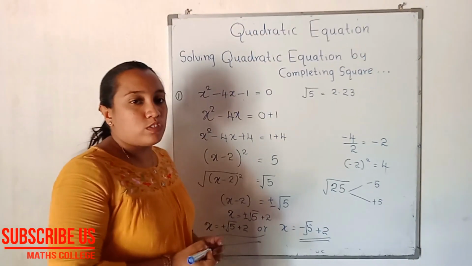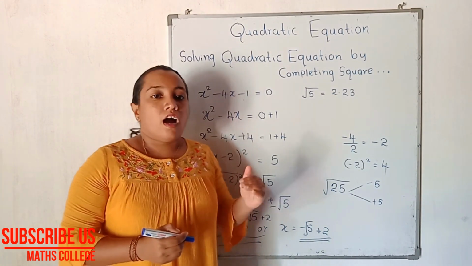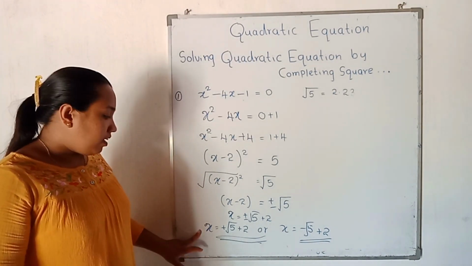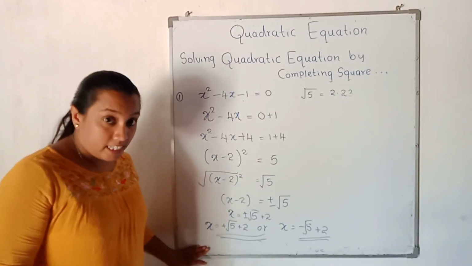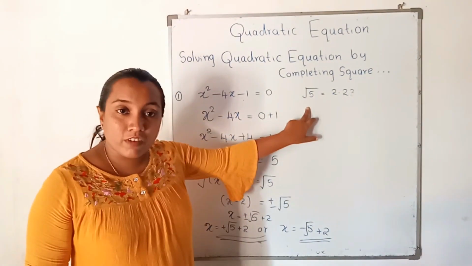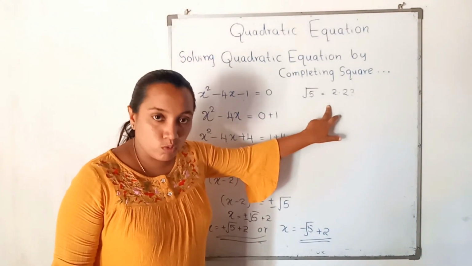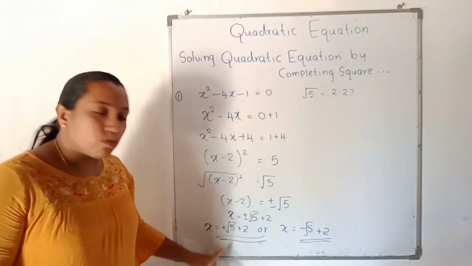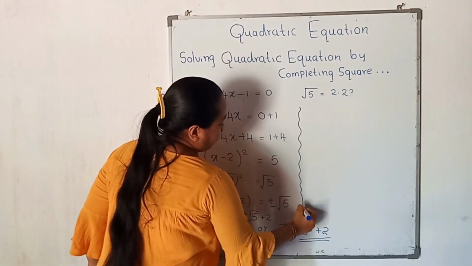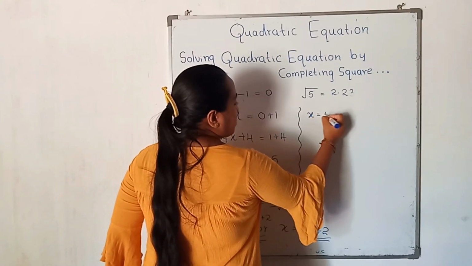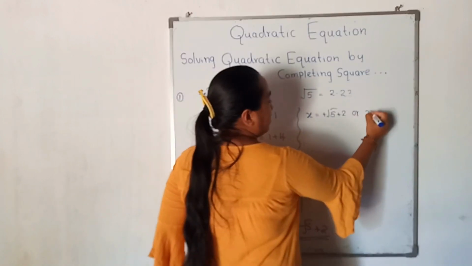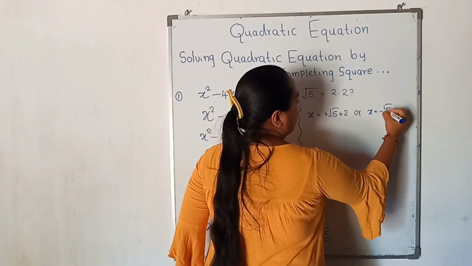Okay, let's go to the next step. How to solve this quadratic equation. Two solutions come in here, but they contain root 5. The root 5 value is given for that. Root 5 equals 2.23. Now we can substitute the root 5 value. Look at it. x equals plus root 5 plus 2. It's one answer. Another answer, x equals minus root 5 plus 2.